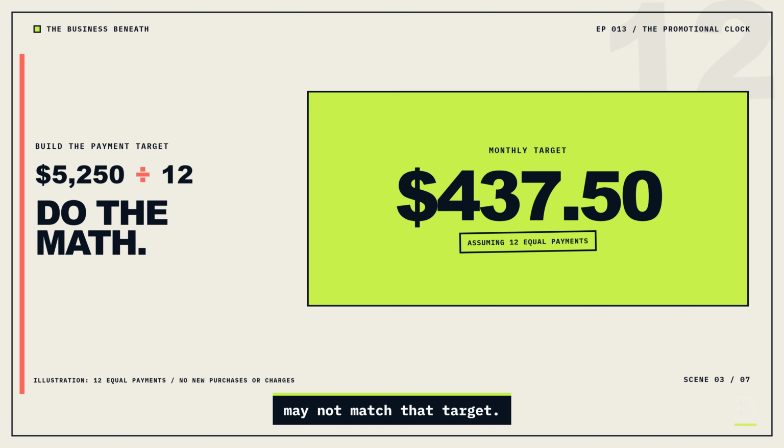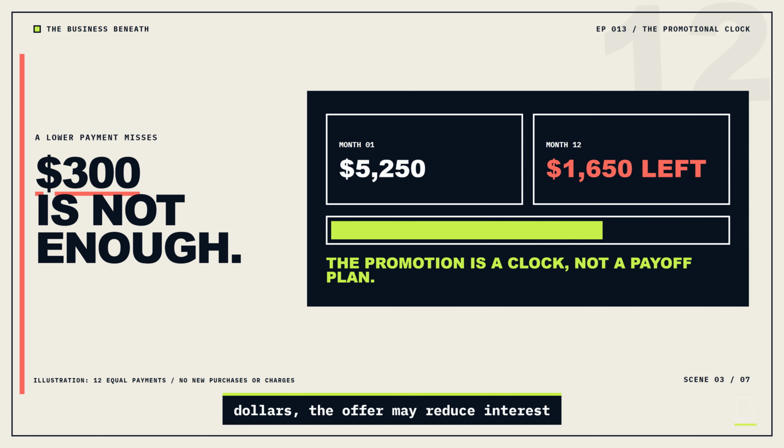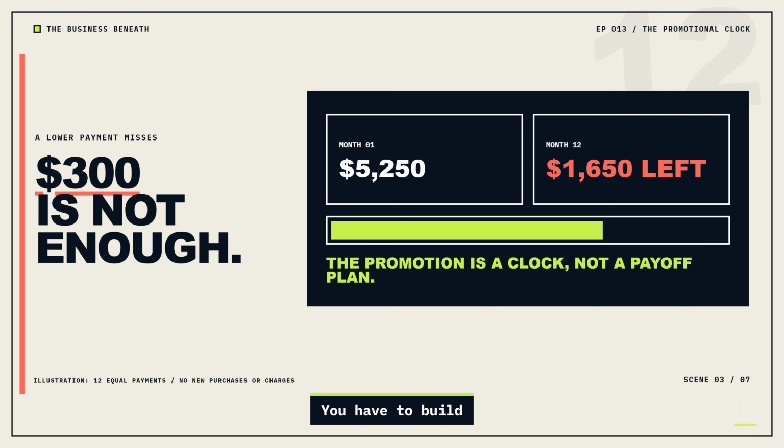Paying only the card's minimum may not match that target. If your budget can support $300, the offer may reduce interest for a year, but it will not finish the job on schedule. The promotion is a clock, not a payoff plan. You have to build the payoff plan yourself.